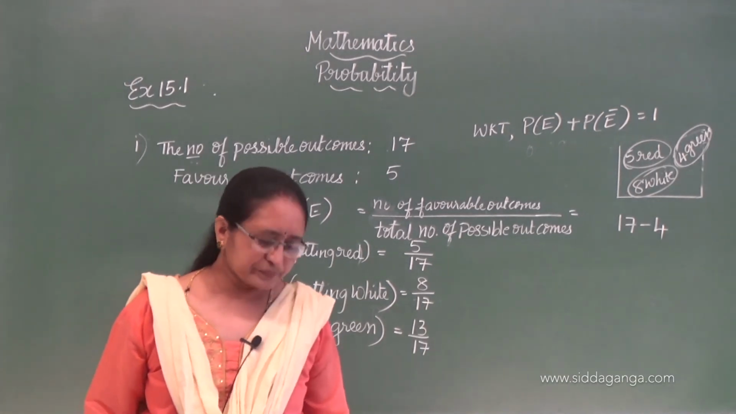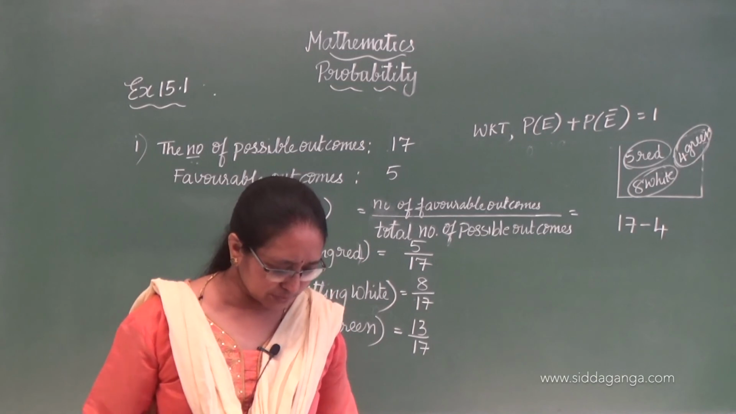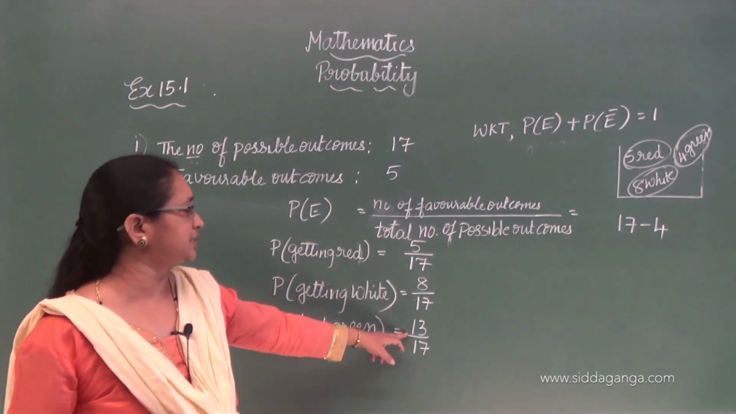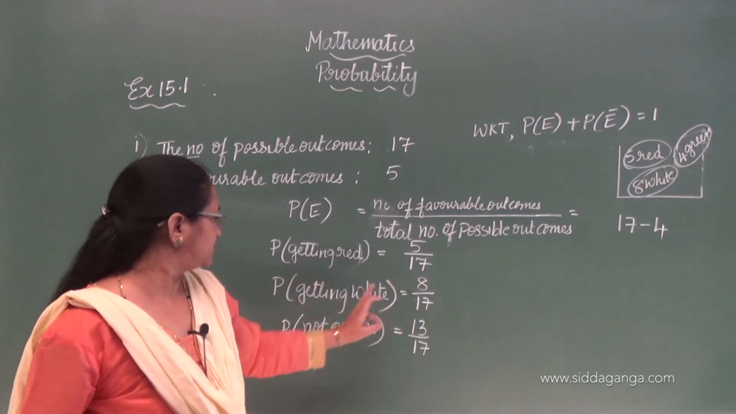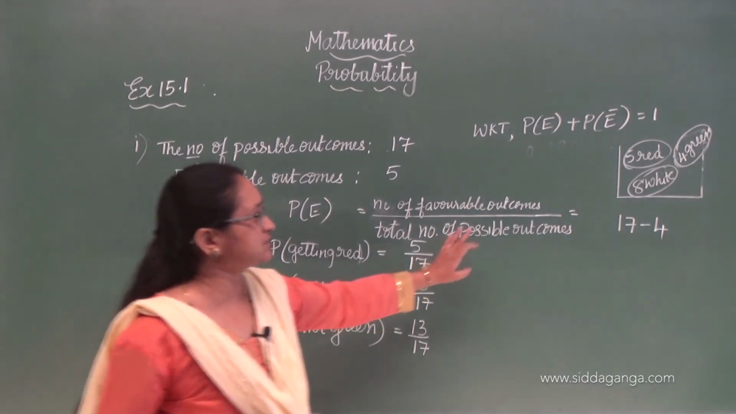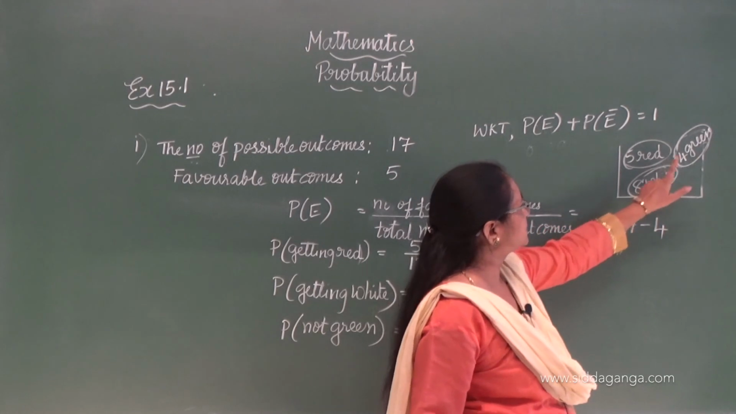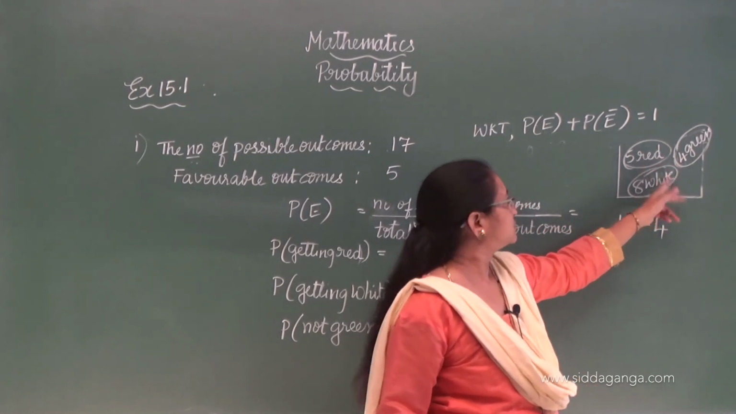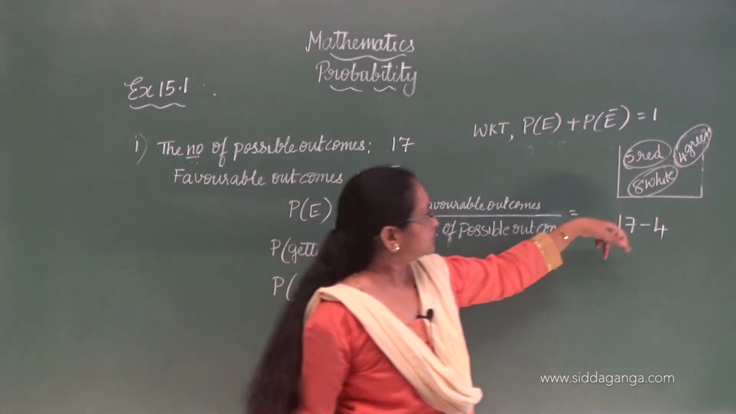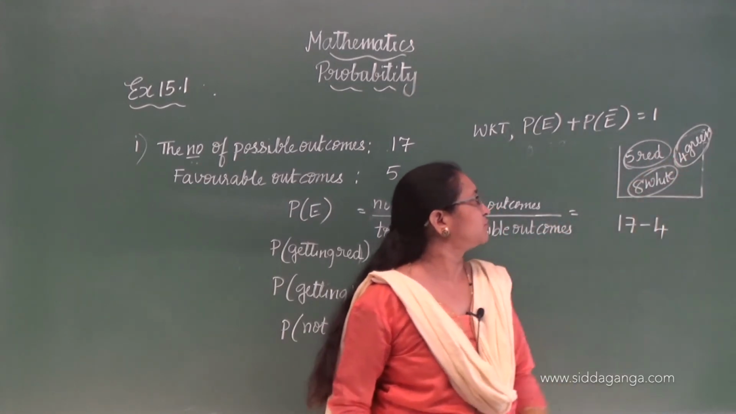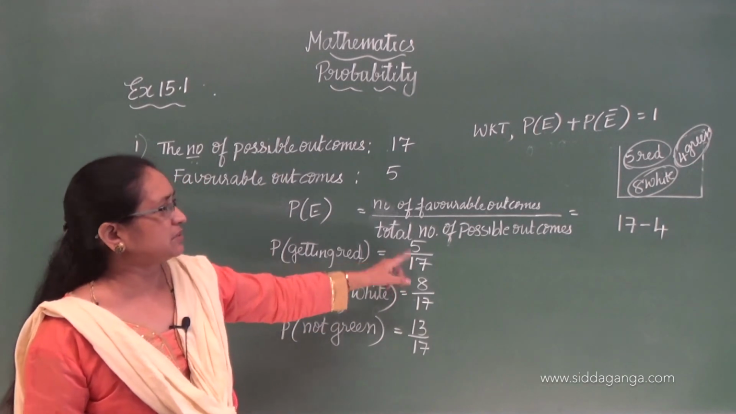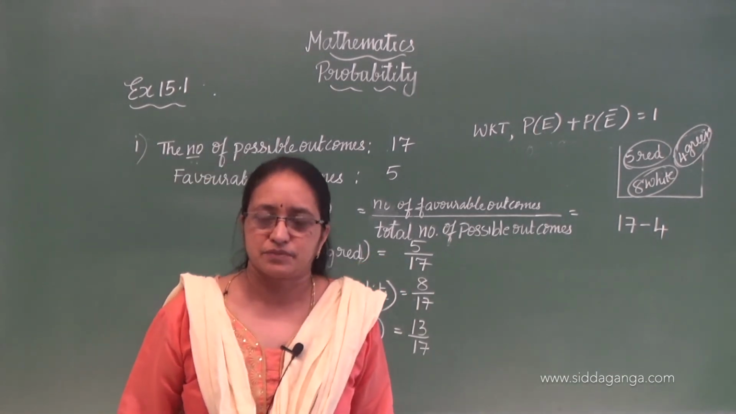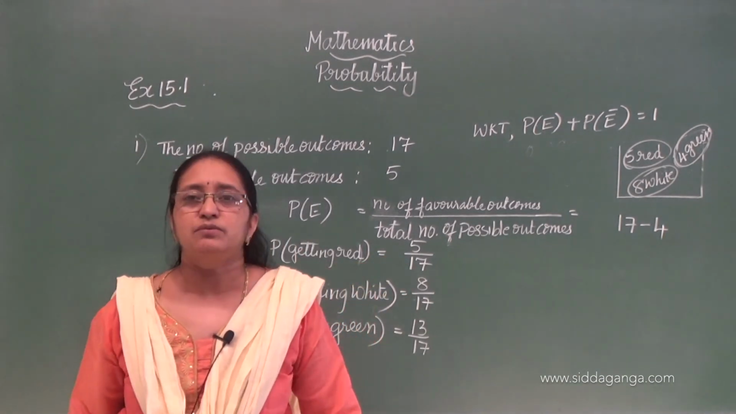Okay, now see here. So I hope you understood, not green means 13 by 17. So getting red is 5 by 17, getting white is 8 by 17. See here total is 17. Okay. So sorry for that. 8 plus 5 plus 4, 12 plus 5, 17. 17 total marbles, 17 marbles are there. So this is how you have to work out.